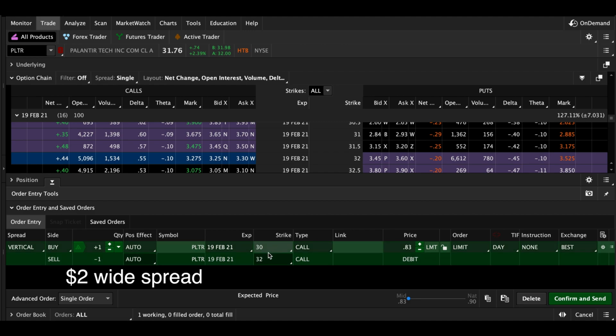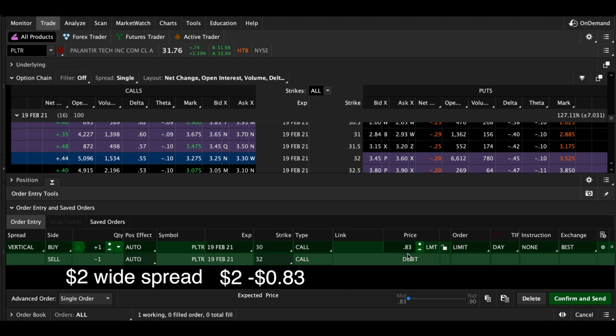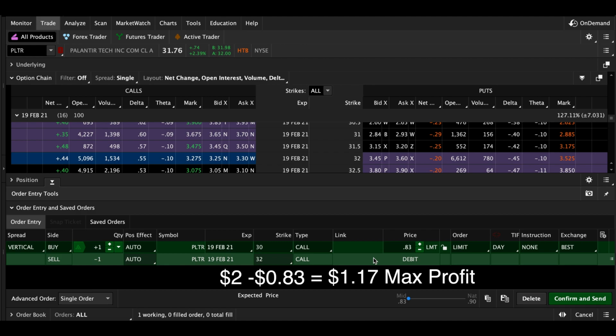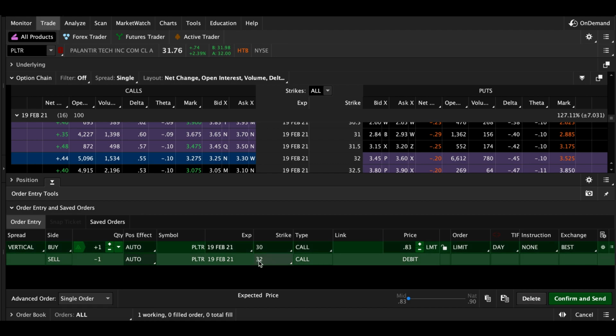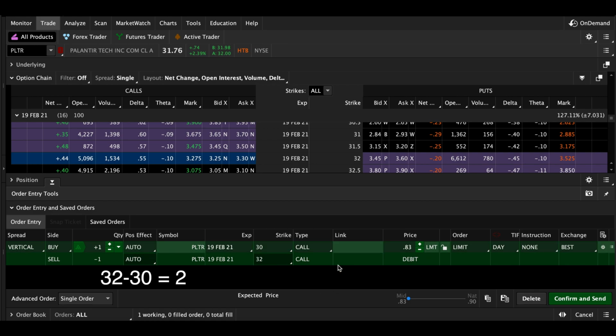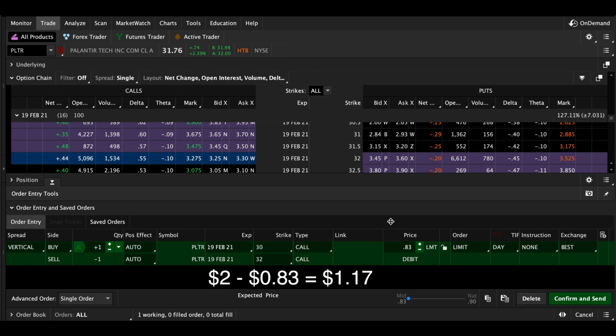And it's a $2 wide strike. So $2 minus 83 cents, that means that the maximum amount of profit that I can make off of this trade is $1.17. And my max risk in the trade is going to be only what I put in, which would be 83 cents. The max profit's really easy to calculate. You just take the width of the spread, so 32 minus 30 is 2. So that $2 minus 83 cents gives you that $1.17.